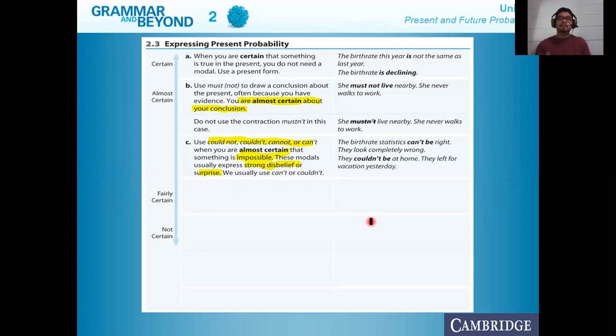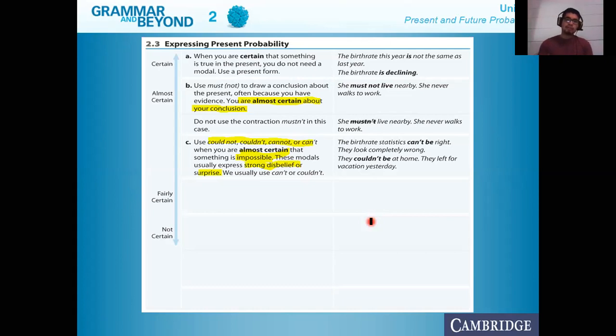Then we have, they couldn't be at home. They left for vacation yesterday. So they couldn't be at home. That means that you have certain evidence that it is impossible for them to be at home. Why? Because you saw them leave the day before. So you have certain evidence over here, as well as you had in the other ones. So that's basically the difference.